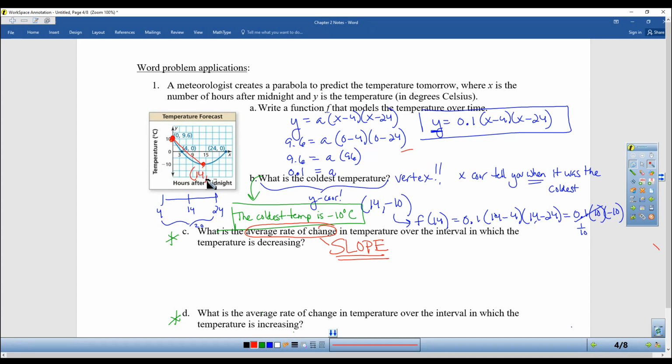Remember this point, it was 14, negative 10. So m is equal to y2 minus y1 over x2 minus x1. And if you type that into your calculator, it'll come out to negative 1.4. You do need units. Average rate of change in the temperature is negative 1.4. This is in degrees Celsius per hour. Units matter. Make sure you have them.